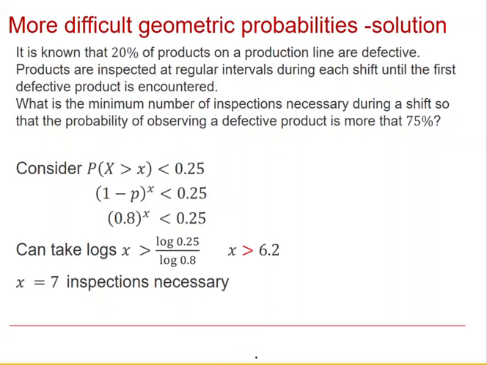That could be solved by taking logs. Just be mindful of the change of inequality sign because when we divide by log 0.8 we're dividing by a negative quantity. And if we solve that, we end up with the inequality x must be greater than 6.2. So 7 inspections are necessary, as we identified on the Geogebra cumulative probability plot.